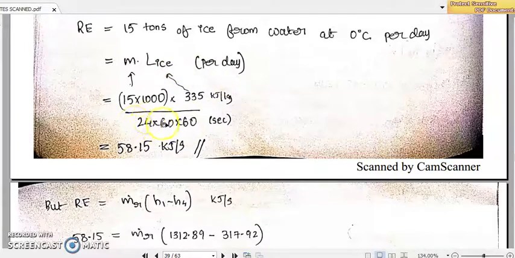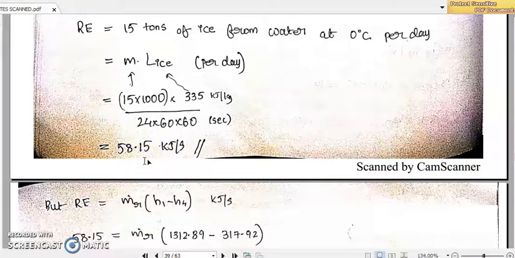Per day means 1 day has 24 hours, 1 hour has 60 minutes, and 1 minute has 60 seconds. So 24 into 60 into 60, so that will be in seconds. So finally the value will be in kilojoules per second, and that value is 58.15.